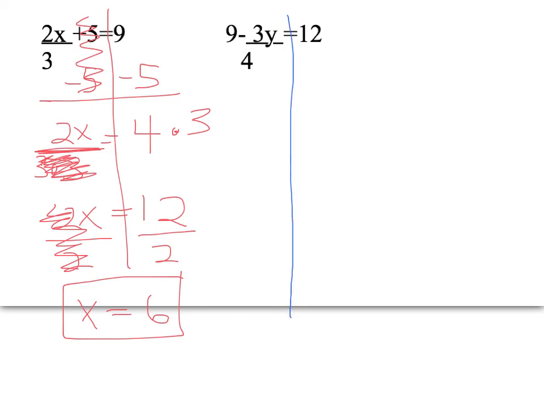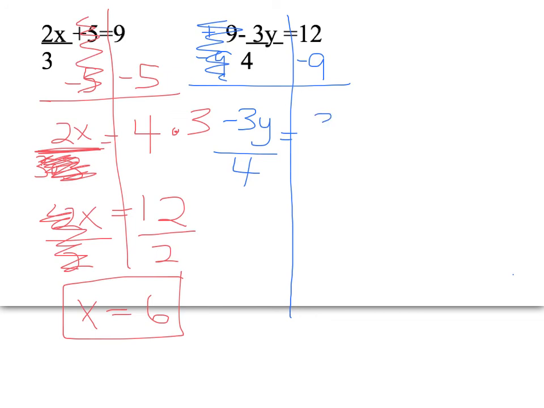So again, over here, draw your line. Then we're going to subtract 9. This is a positive 9. The opposite of a positive 9 is a negative 9 or a subtract 9. 9 minus 9 is 0, leaving us with negative 3 times y divided by 4 equals 3.